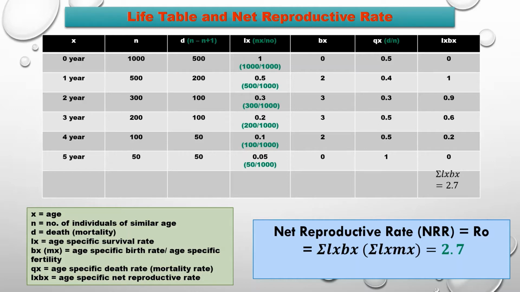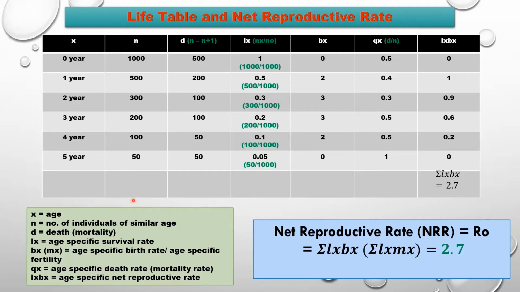In the first column, X means age, and the second column, N means number of individuals of similar age. In the third column, D means death or mortality. In the fourth column, LX means age-specific survival rate. In the fifth column, BX, age-specific birth rate. Sometimes it will be given as MX. MX means age-specific fertility. And in the sixth column, QX means age-specific death rate or mortality rate, and the last column LXBX means age-specific net reproductive rate.